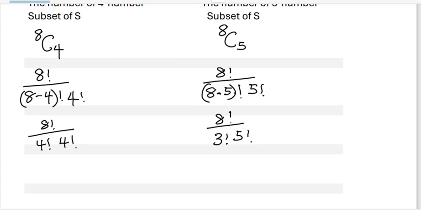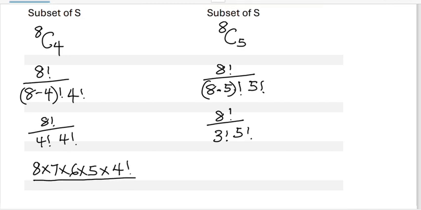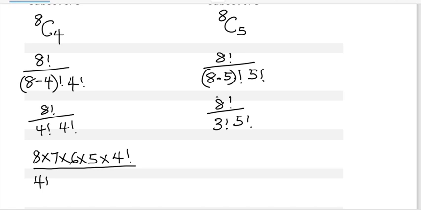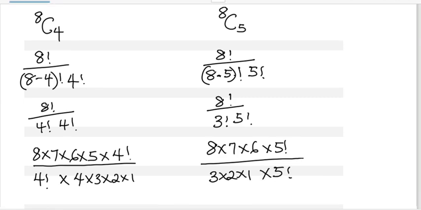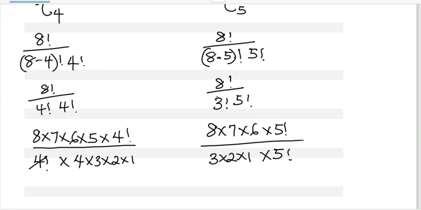So to cancel out, we turn 8 factorial into 8 times 7 times 6 times 5 times 4 factorial. This will be all over, we will keep 4 factorial and we'll expand the other one, which will be 4 times 3 times 2 times 1. The right-hand side will do the same thing: 8 times 7 times 6 times 5 factorial, all over 3 times 2 times 1 times 5 factorial.